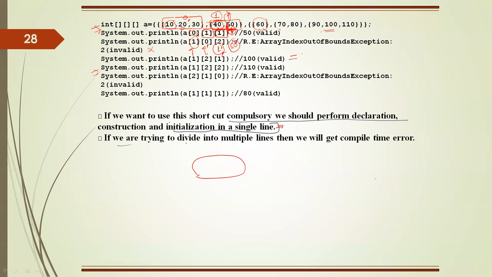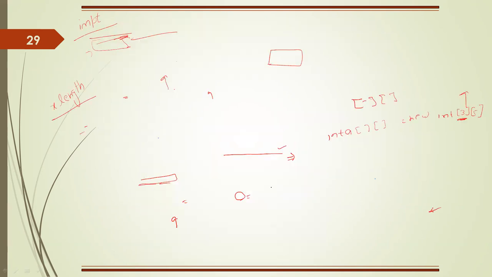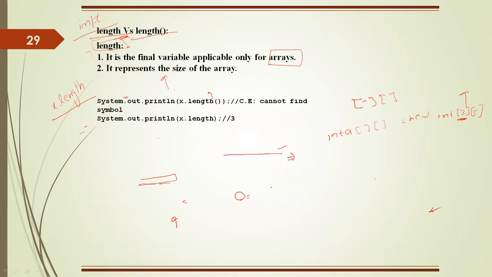If we are trying to divide it into multiple lines, then we will get a compile time error. If you try converting like this, you get an error, but this is possible. Multi-line you can convert into a single line, but a single line you cannot convert into multi-line. This is the total purpose.